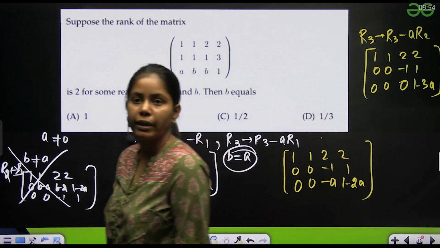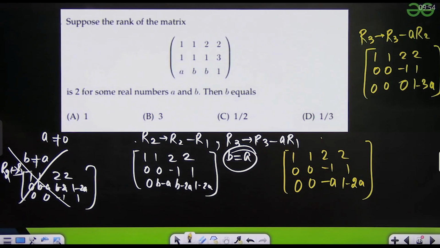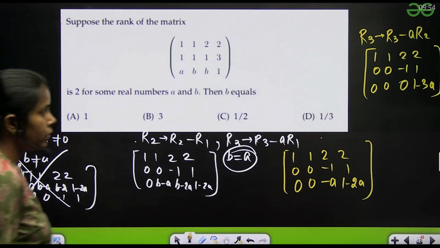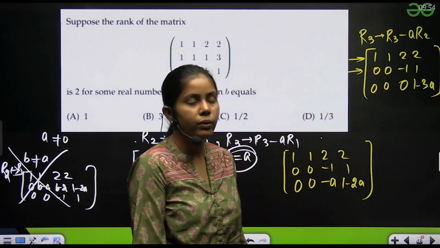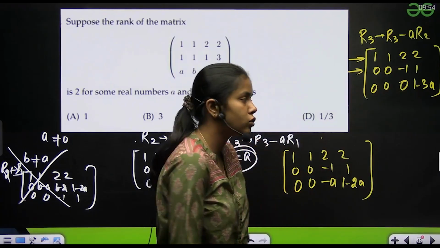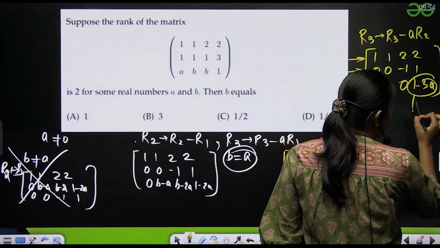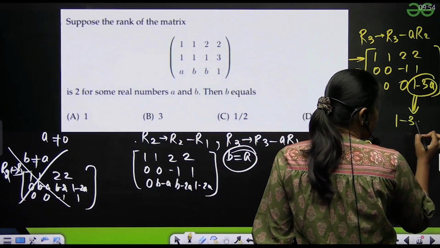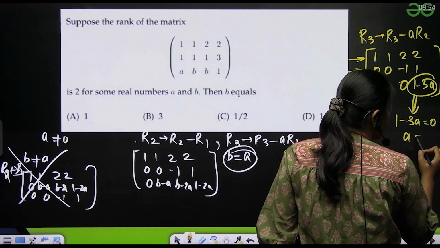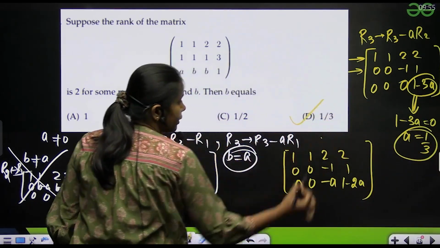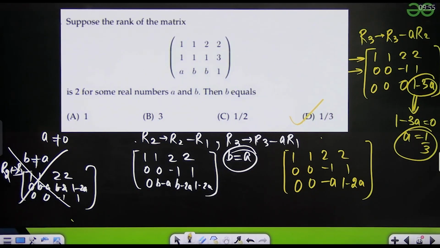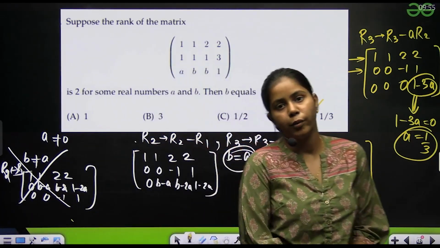Now I have been given that the rank of the matrix is 2, so there should be 2 non-zero entries. This 1 minus 3A has to be 0. So when I take 1 minus 3A equal to 0, I'll get A equals 1 by 3, and A equals B, so B equals 1 by 3. So option D is correct here. That's how we solve the questions based on rank of a matrix.